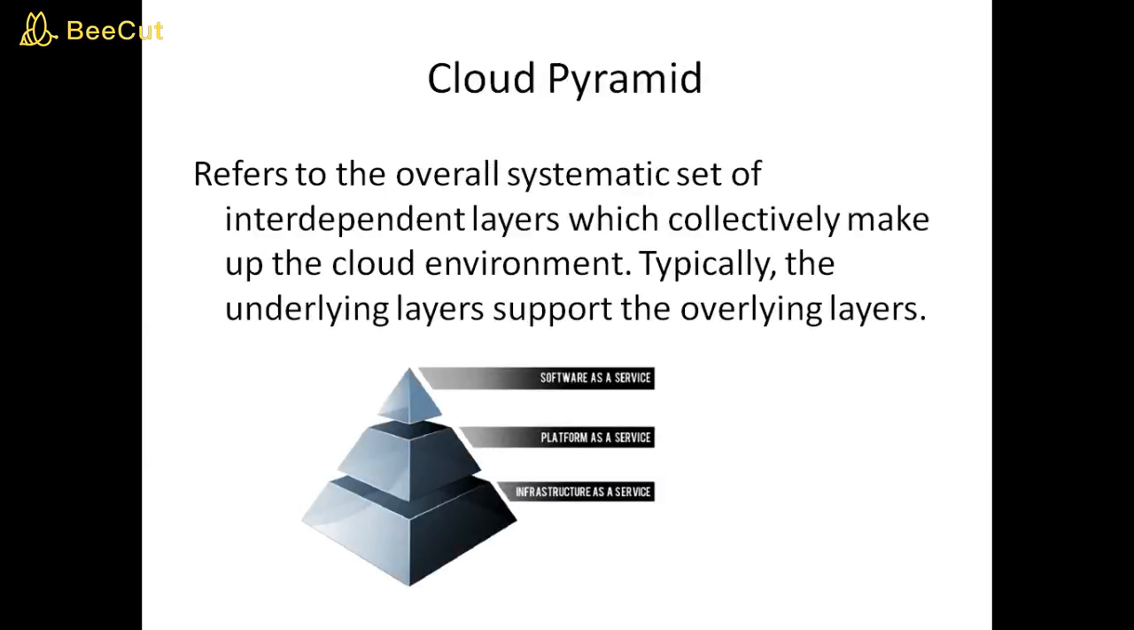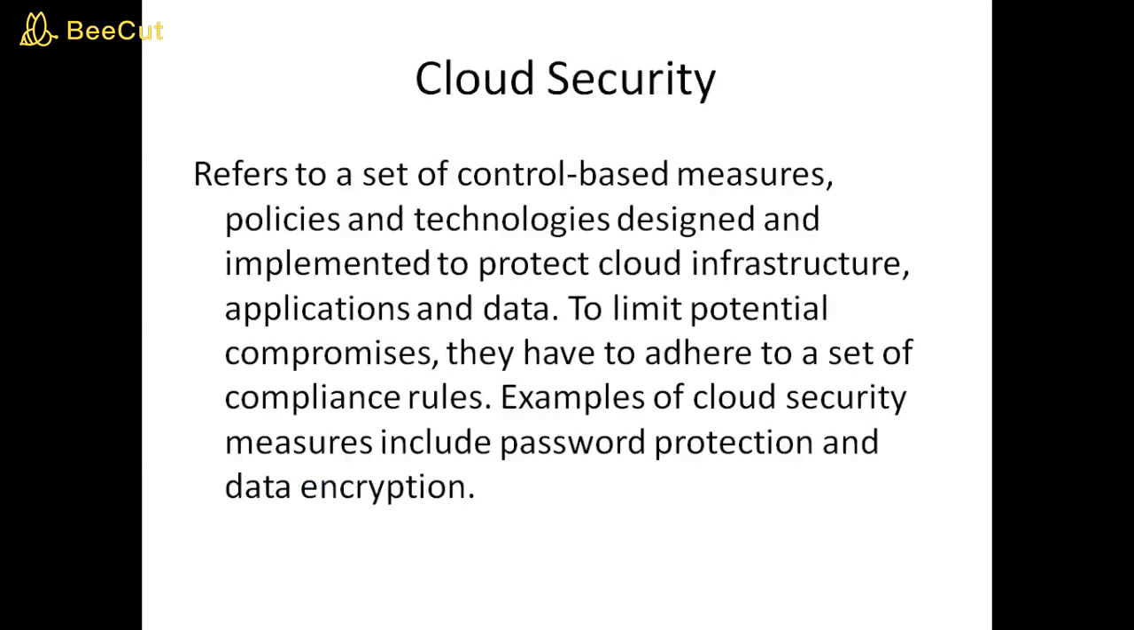Cloud pyramid refers to the overall systematic set of interdependent layers which collectively make up the cloud environment. Typically, the underlying layers support the overlying layers. Cloud security refers to a set of control-based measures, policies and technologies designed and implemented to protect cloud infrastructure, applications and data. To limit potential compromises, they have to adhere to a set of compliance rules. Examples of cloud security measures include password protection and data encryption.